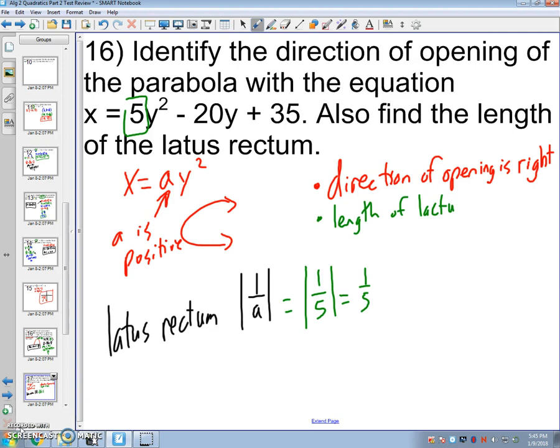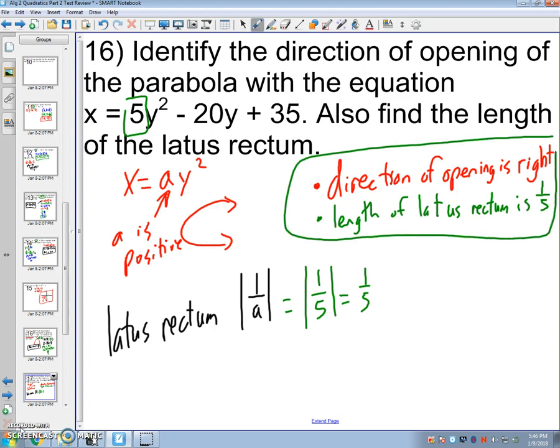Latus rectum. Wrote that wrong. Latus rectum is 1 over 5. So just basically put a underneath 1. That's our answer. So very little work to show here. Just do you know which way, left or right, or up or down, depending on the x squared or y squared, and just put a on underneath 1 in a fraction.